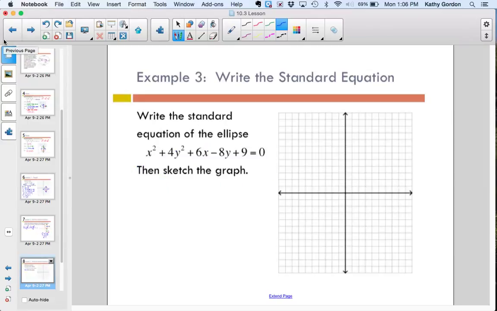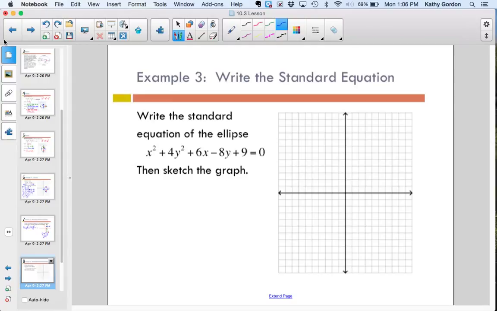Let's get to the fun stuff. This is funner. More fun. So this is what a general equation for an ellipse would look like. But if you look at that, can you tell what A is? Not really. Can you tell what B is? No. Can you tell what C is? Can you tell where the center is? Not really. No.